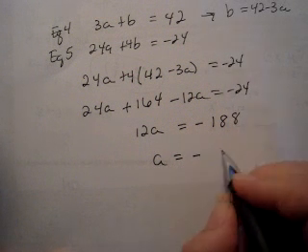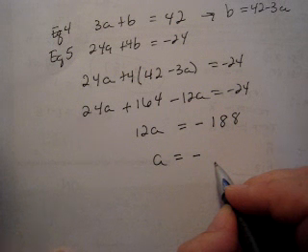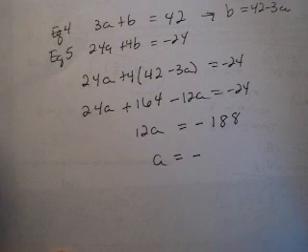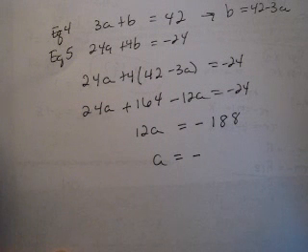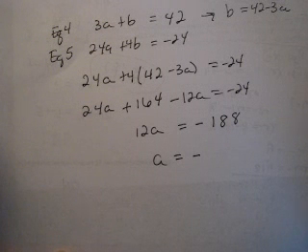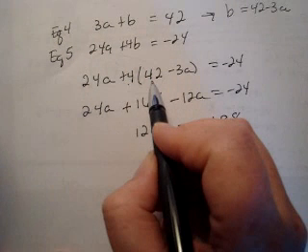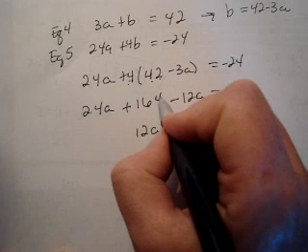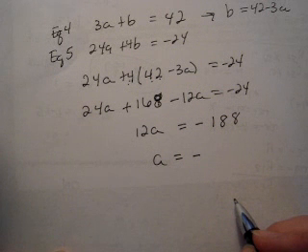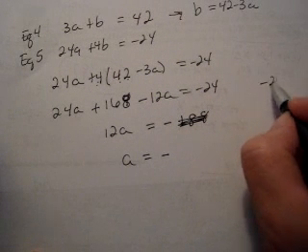I get a is equal to negative, something's wrong. No, that's not right. Okay, let me pause and figure out where I screwed up. Oh, I know, I see it right here. 4 times 42, that would be 168, huh? So if that was a 168, that would be a negative. This is what happens when you try and do math in your head, folks.